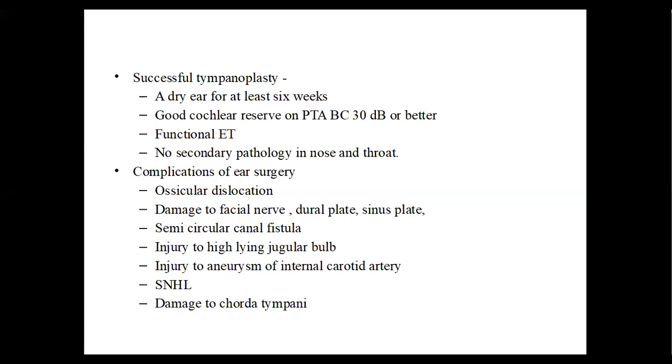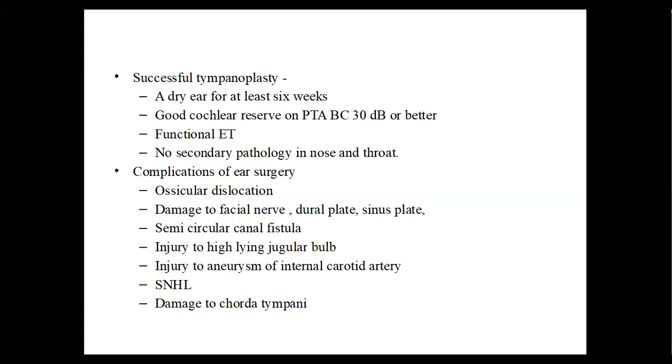It's quite rare. It's not so easy to damage the internal carotid artery unless it has an aneurysm and it is bulging in the anterior-inferior wall of the middle ear. Then, if you are drilling, there could be injury to the inner ear, or there could be damage because of the drill itself.